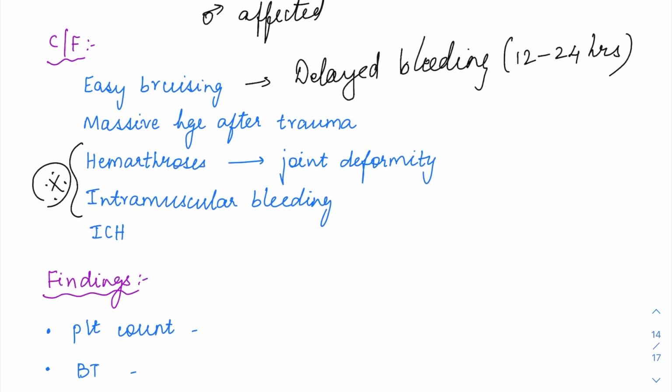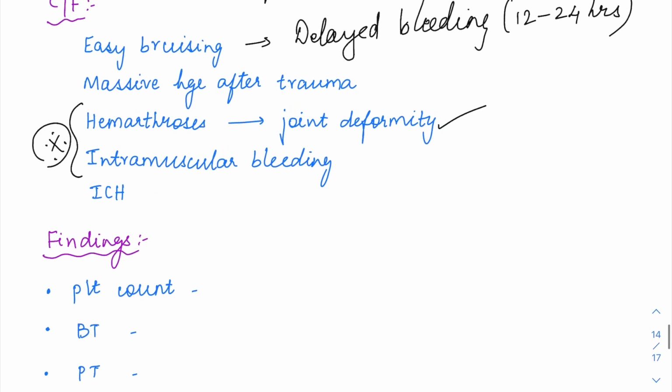When it bleeds into the joint, with repeated joint bleeding and resolution, it is going to cause lots of joint deformity. And finally, they can also have intracranial hemorrhage, which is much more common here as compared to platelet deficiency. In both of these you are going to have intracranial hemorrhage. In platelet disorders it was an immediate kind of bleeding; in clotting factor deficiency it is a delayed bleeding. In platelet disorders it is mucosal bleeding, while it is intramuscular and intra-articular bleeding in a clotting factor deficiency. So this is the mantra.